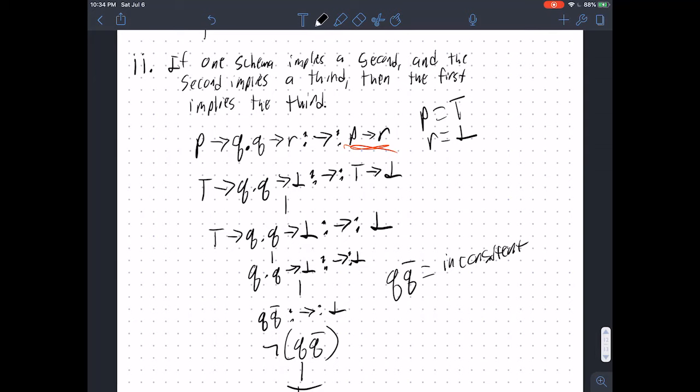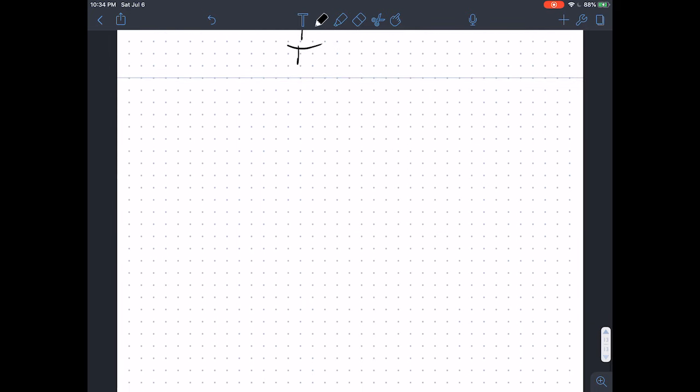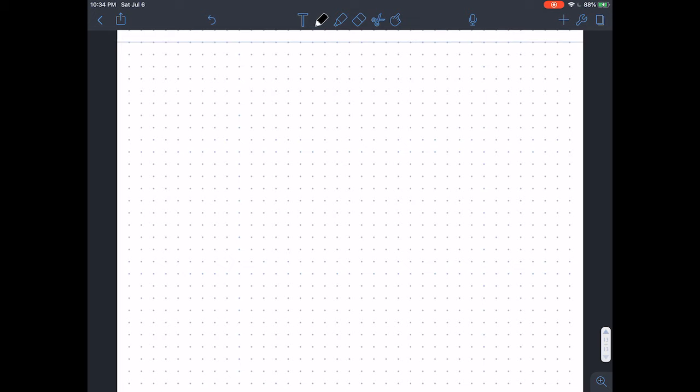So substitution preserves validity, right? So we can replace, as long as we do so consistently, right? We can replace P with any schema, Q with any schema, R with any schema, and this will hold. So that's the second law of implication, right?